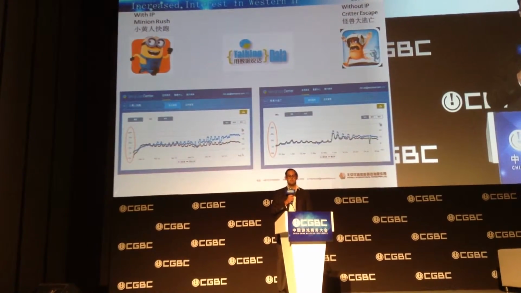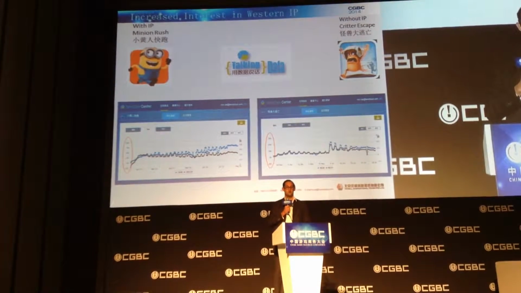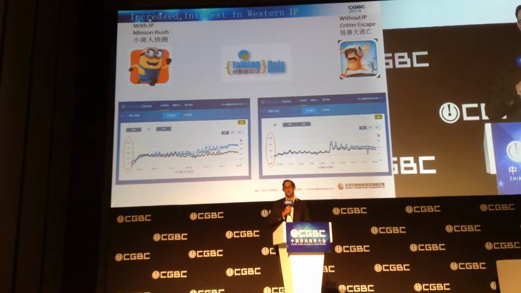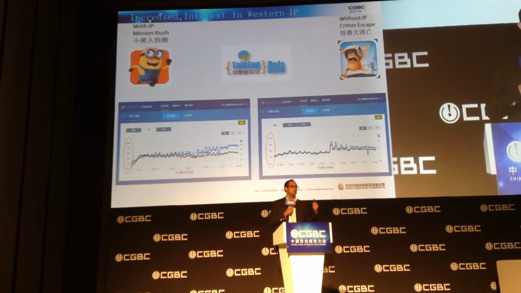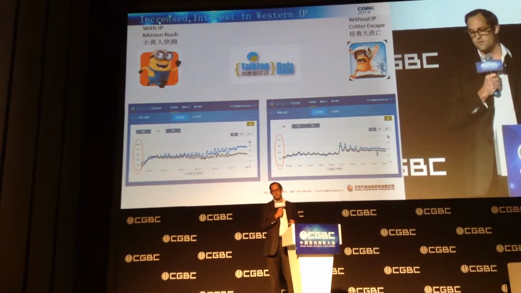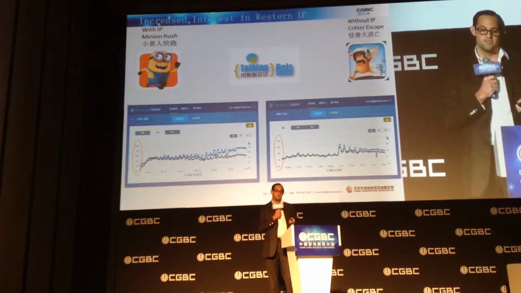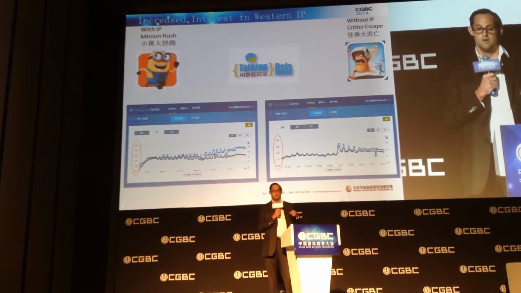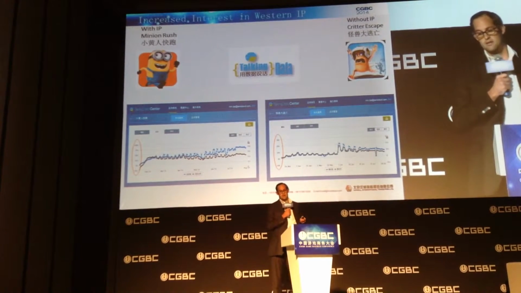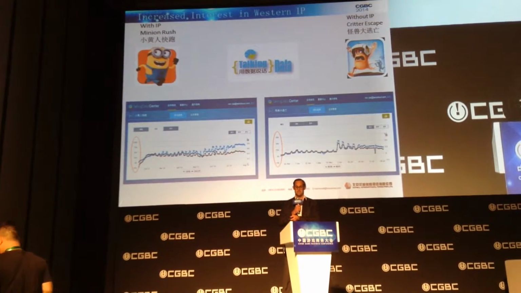So this is the Minion Rush game that came out by Gameloft, and it was a very big success. It was something that 360 did and worked with, and there were some other publishers involved. But the daily active users, the monthly active users of this game were extremely high, and I'm comparing it here to a game that doesn't have any kind of IP tied to it.